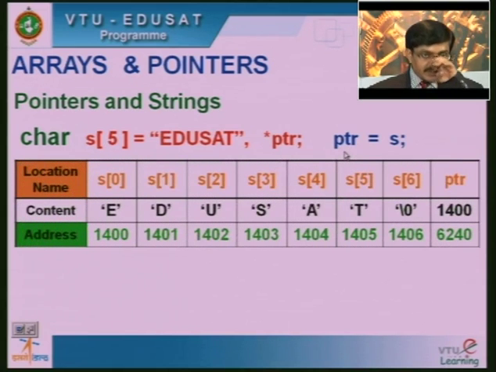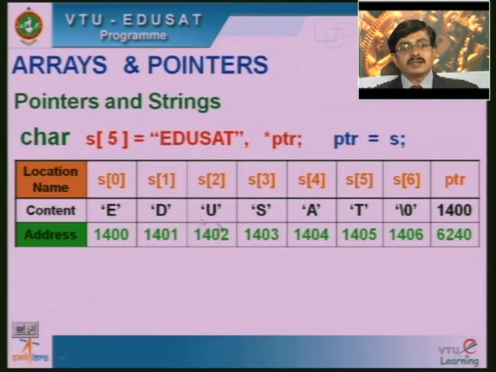Here we can visualize some of the memory contents: s of 0, the 0th location, is e, then d, u, s, a, t. The characters are given memory locations because it is a character array. In continuous memory locations we get 1400, 1401 and so on, and finally a null character will also be assigned for s of 6. So here the size of this particular array is 6.